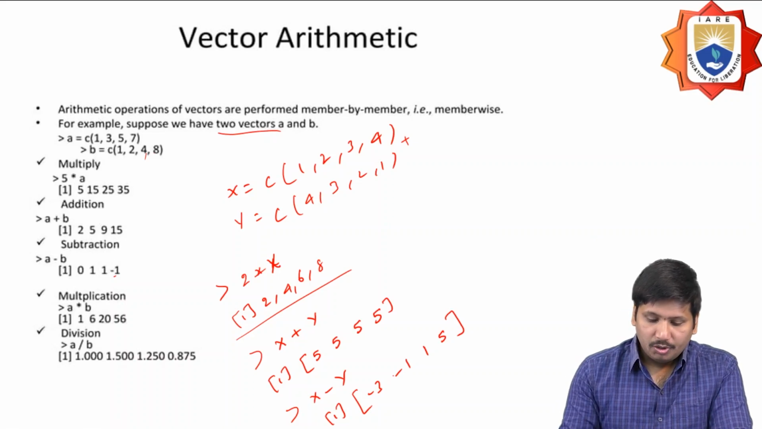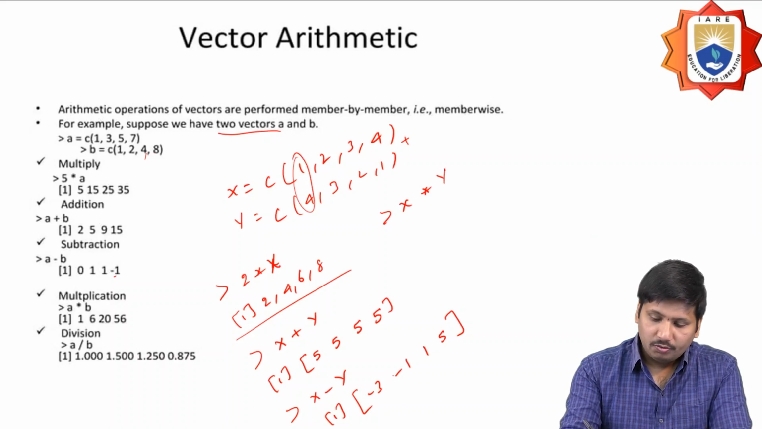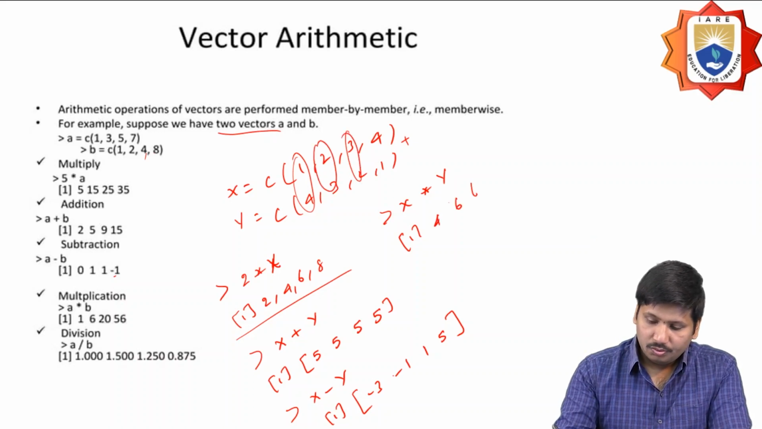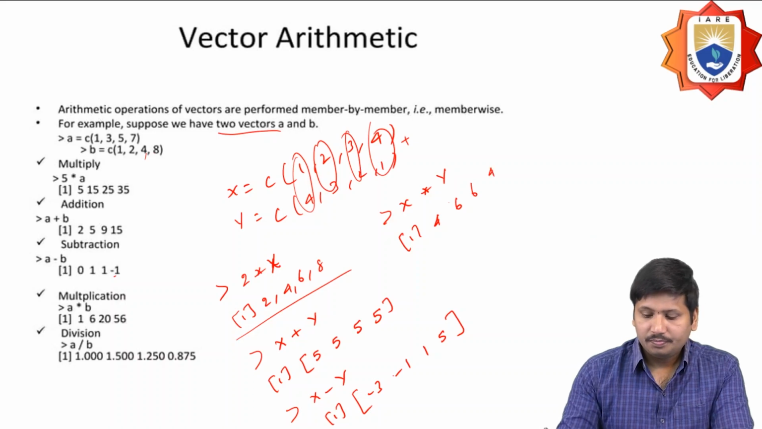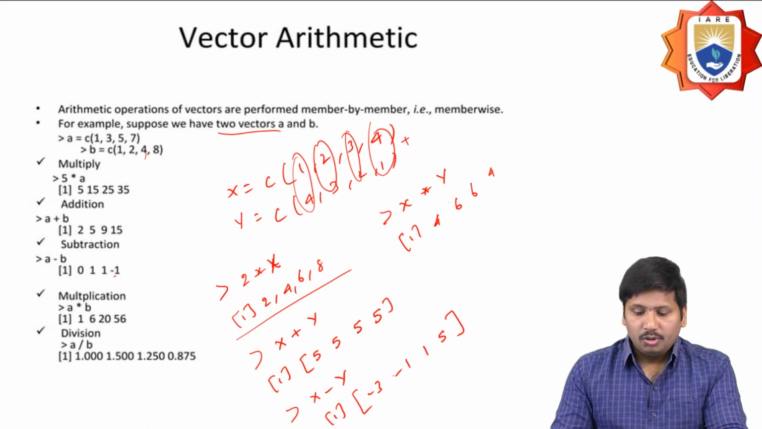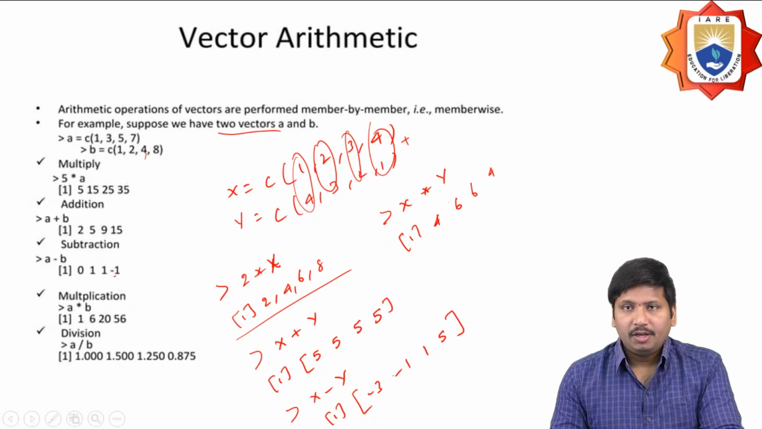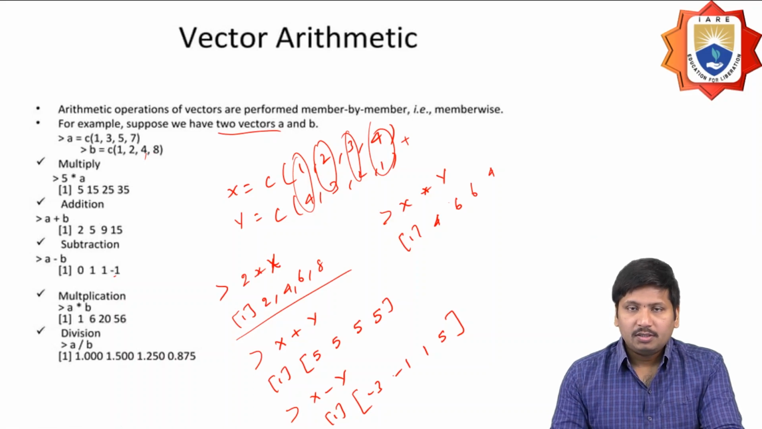Similarly, if I write x * y, so x multiplied with the y vector, 1 into 4, and 2 into 3, 3 into 2 and 4 into 1. So like this I can perform some of the arithmetic operations on vectors in our program.